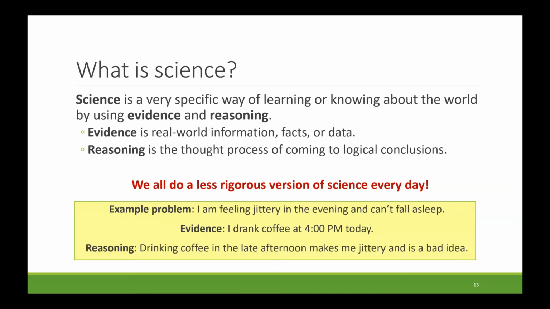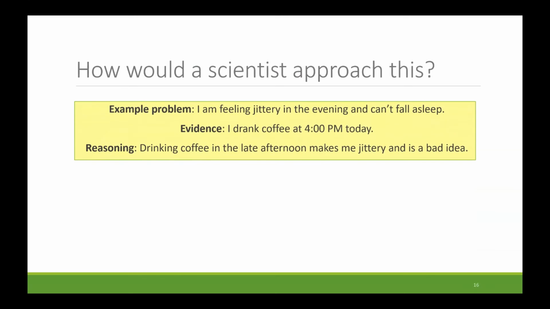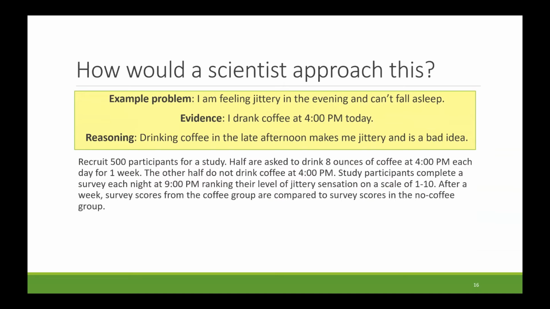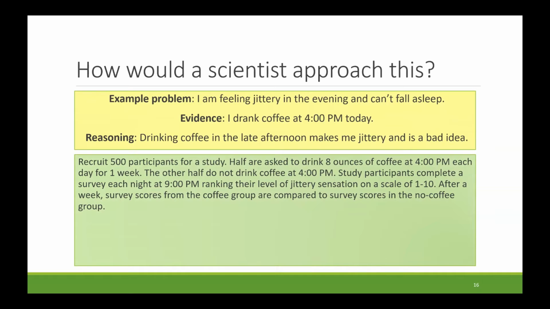In science, evidence has to be gathered a certain way to ensure that your conclusions are reliable. Let's take a look at how a scientist might approach this very same problem. A scientist might recruit 500 participants for a study. Half could be asked to drink 8 ounces of coffee at 4 p.m. every day for 1 week. The other half could be asked to not drink coffee at 4 p.m. Then the participants could be asked to complete a survey every night at 9 p.m., rating their jitteriness on a scale of 1 to 10.